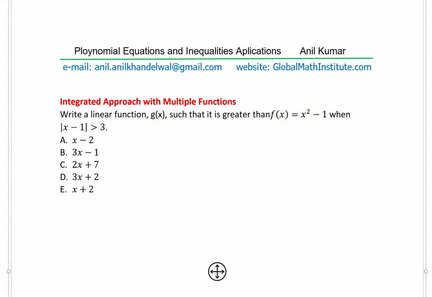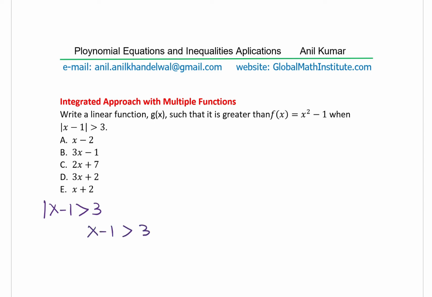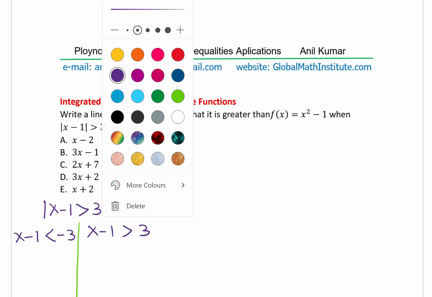So the first step here will definitely be to find the interval when the absolute value of x minus 1 is greater than 3. When we say that, it really means that x minus 1 is greater than 3 or x minus 1 is less than minus 3. That is what we mean, right? So we'll solve this independently and get our solution for those points A and B.